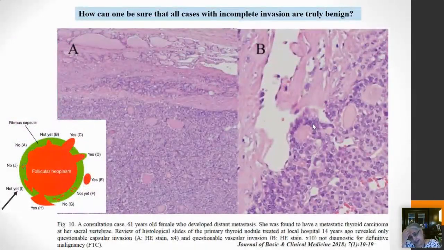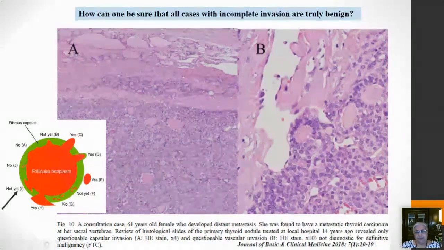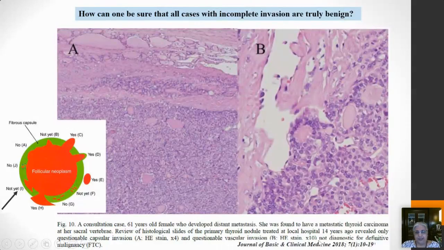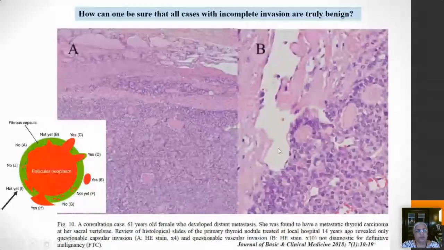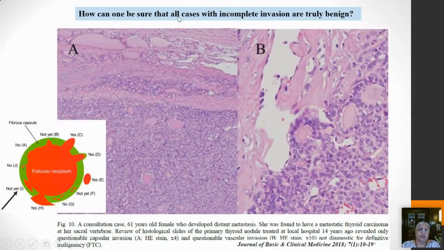And here is a very interesting case that I have taken from an article in the Journal of, and I think it is Kakudo who's the first author in this case. And I'm asking the question, how can one be sure that all cases with incomplete invasion are truly benign? All right, so if we have this dichotomy, this is either a follicular adenoma or a minimally invasive follicular carcinoma because it's invaded its capsule.